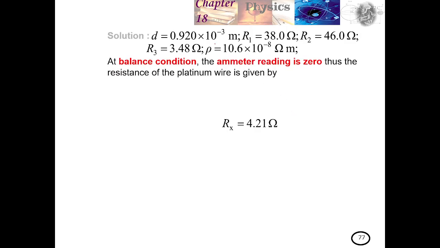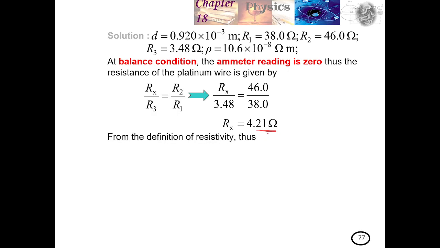So for the solution, the diameter is given, R1 given, R2 given, R3 given, and rho equals 10.6 times 10 power negative 8 also given. At the balance condition, the ammeter reading is 0. Thus, the resistance of the platinum wire is given by Rx over R3 equals R2 over R1. Okay. So Rx is 4.21 ohm.